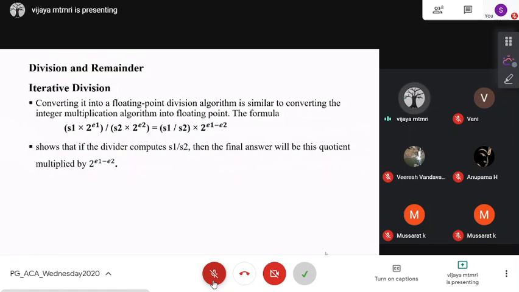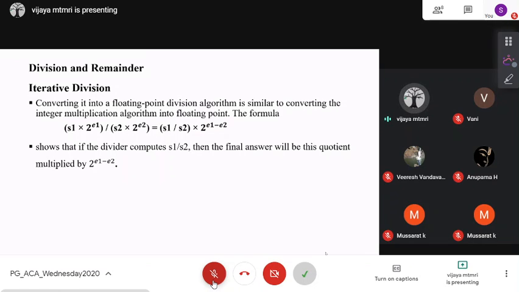First, compute the exponent of the result by subtracting the exponents. Here we are taking S1 and S2 and dividing S1 by S2. When we divide S1 by S2, the exponent has to be subtracted. Here we have S1 times 2 to the power of e1 divided by S2 times 2 to the power of e2, which is equal to S1 by S2 times 2 to the power of e1 minus e2. When we go for division, the exponent has to be subtracted.